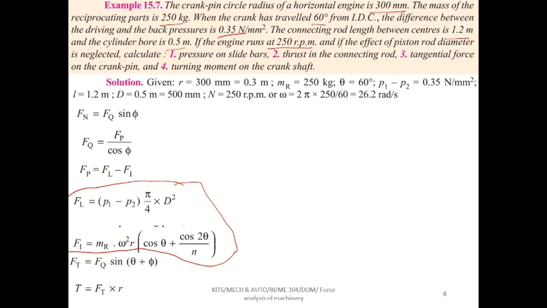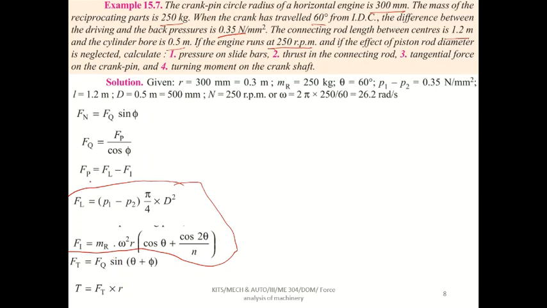You have to remember particularly this inertia force formula, because later in the next module also we will solve problems using this formula. So remember this formula: m r omega square into cos theta plus cos 2 theta divided by n. If you remember this formula, remaining formulas are easy. Using these formulas only we are going to derive the other formulas.